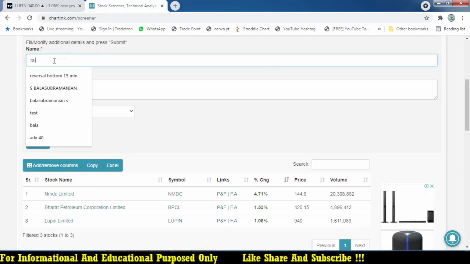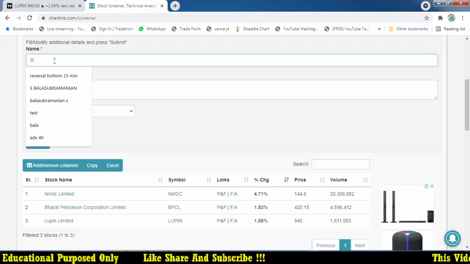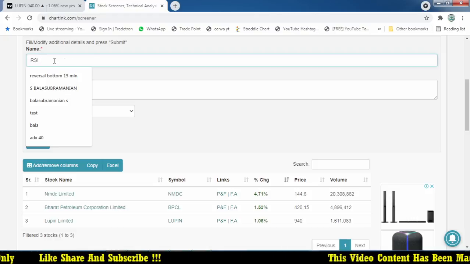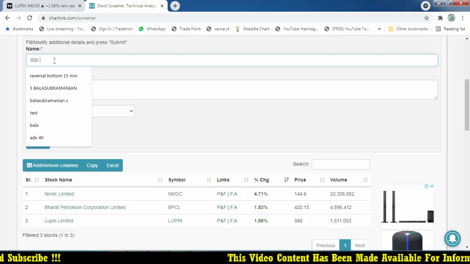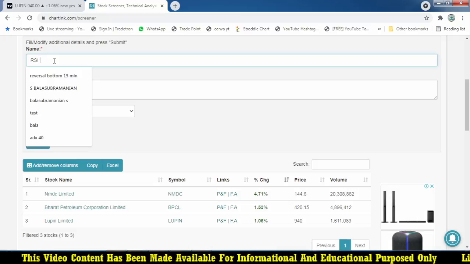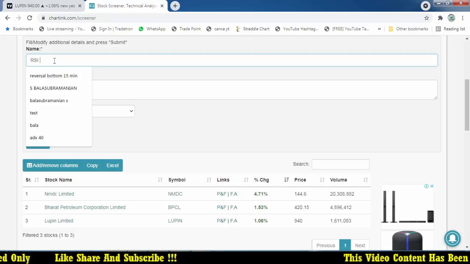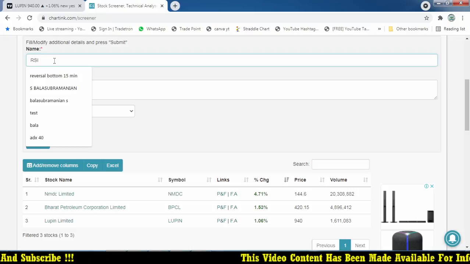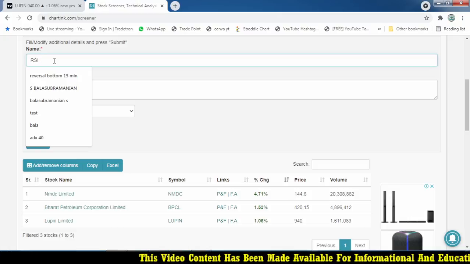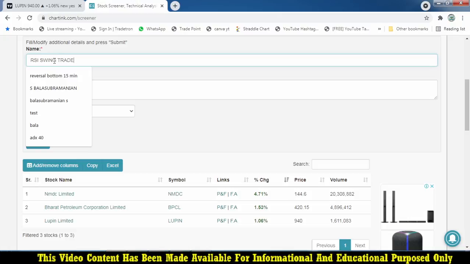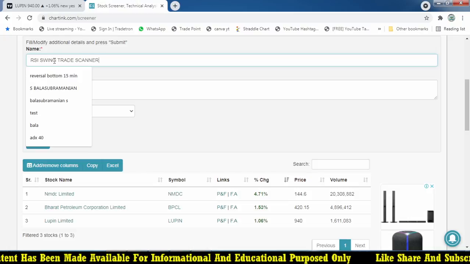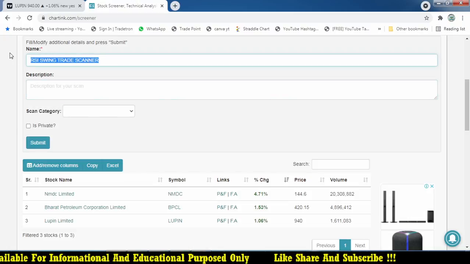Let's say RSI crossed above 30. So what exactly are we planning? RSI oversold buy, or RSI swing trade. So this one I'm going to use as RSI.